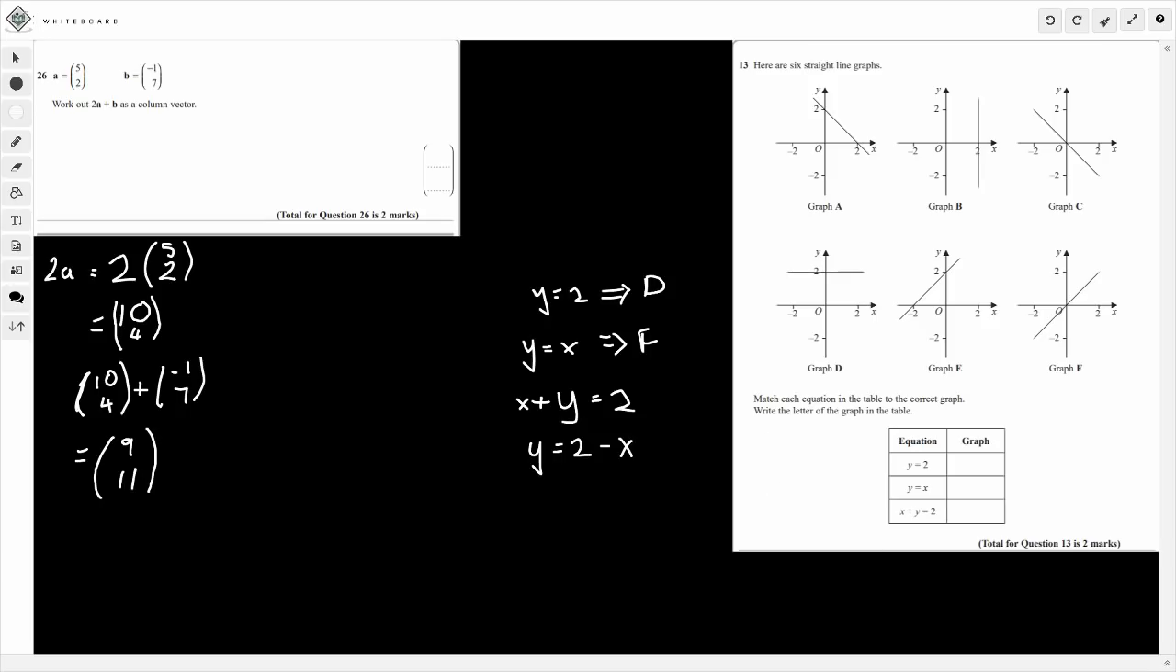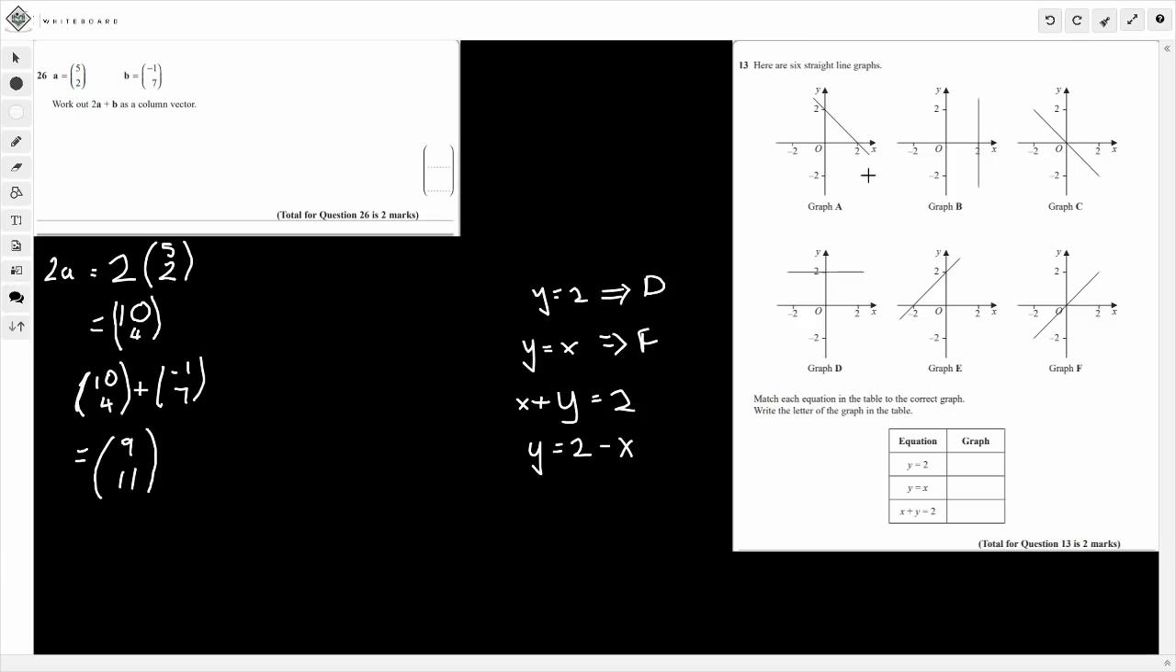So straight away, you're going to have to do a bit of thinking about this one. We have a gradient here of minus 1, minus x. And this intersects the y-axis at 2. If x is 0, I get y is equal to 2. So it's going to have to cut through 2. So it could be that one possibly. It could possibly be that one, but we've already said that's y equals 2, so it's not that. So it's either E or A.